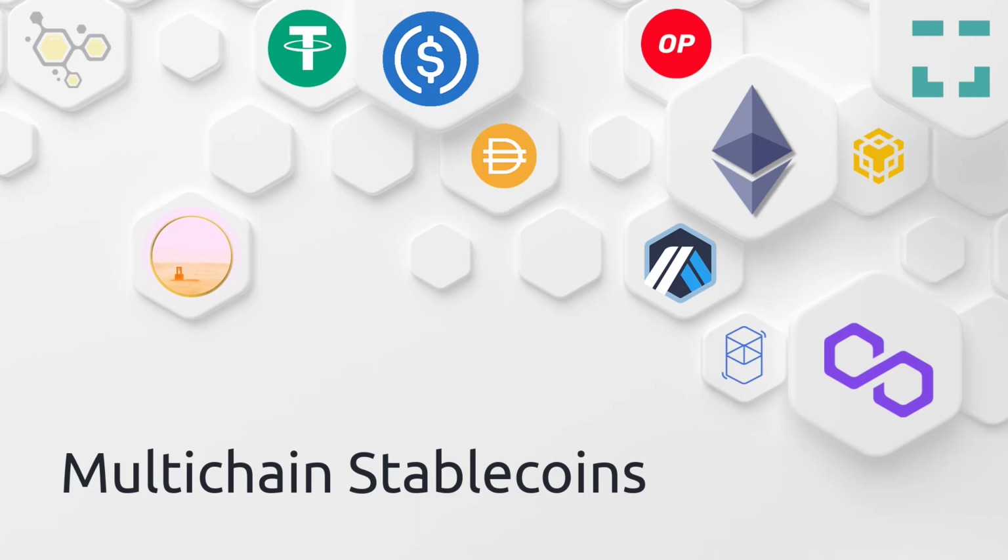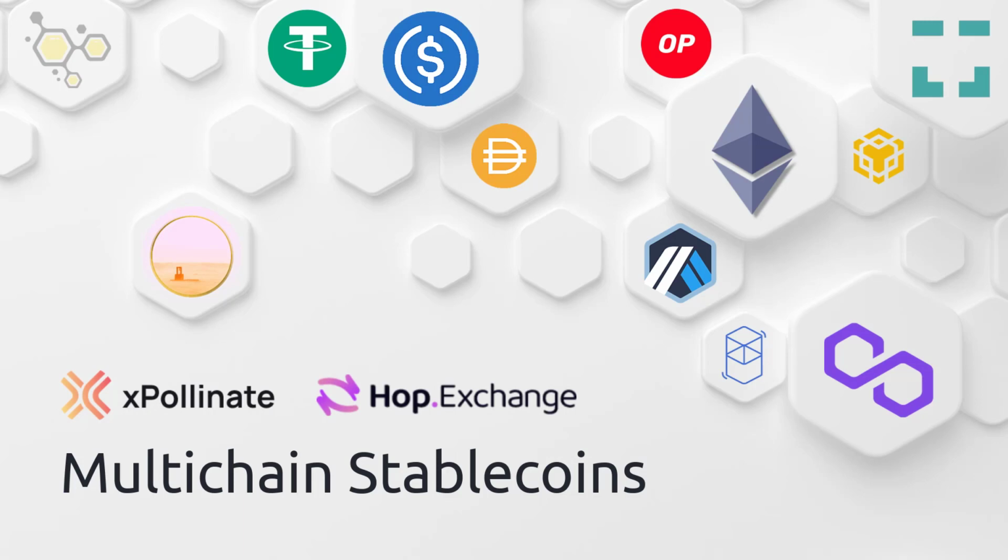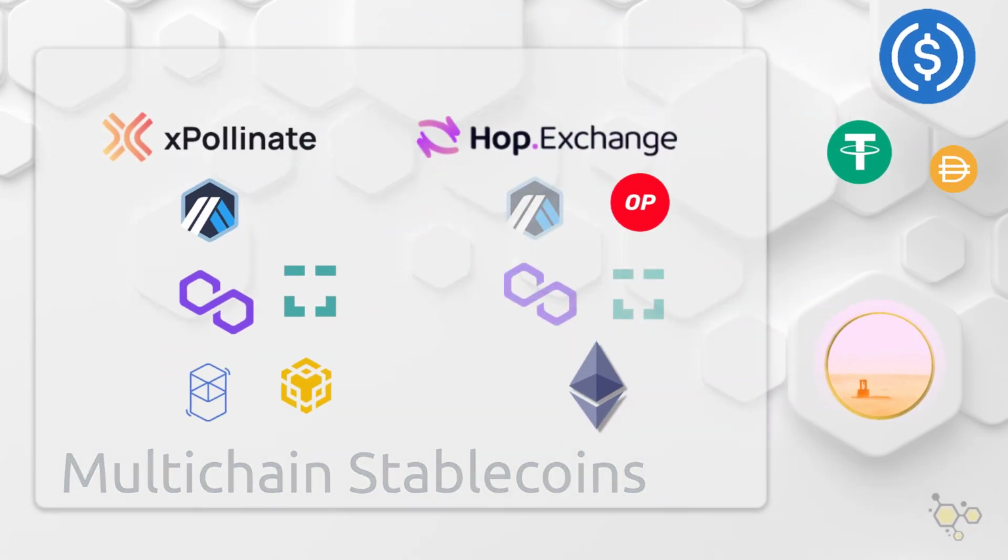We're only going to need two tools to accomplish this. The first is XPollinate and the other is Hop.Exchange. There may be other tools out there that can accomplish similar tasks, but if you use these two, you can send those stablecoins you see between any of the networks that you see. And let's see how they match up to one another here.